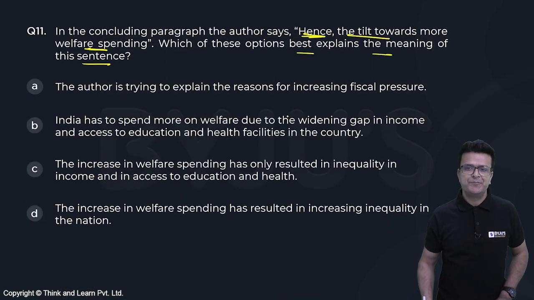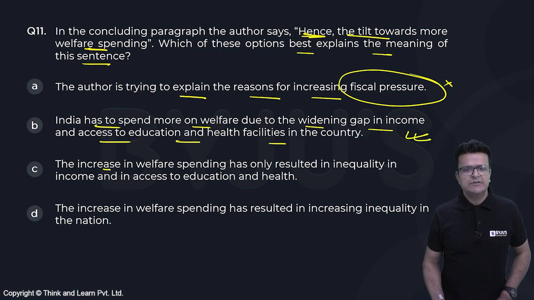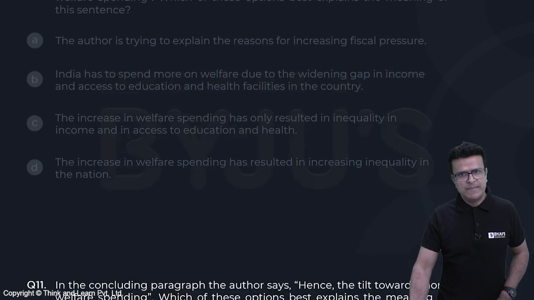to still tackle. Now, option 1 says the author is trying to explain the reason for increasing fiscal pressure. Not really relevant. India has to spend more on welfare due to the widening gap in income and access to education and health. Yes, definitely this is the reason. That is what the author is trying to say. The increase in welfare spending has only resulted in inequality. It has not resulted in inequality. In fact, it has probably reduced it. This is not the reason. The increase in welfare spending has resulted in increasing inequality. Again, a similar option, and therefore the correct answer has to be option B.